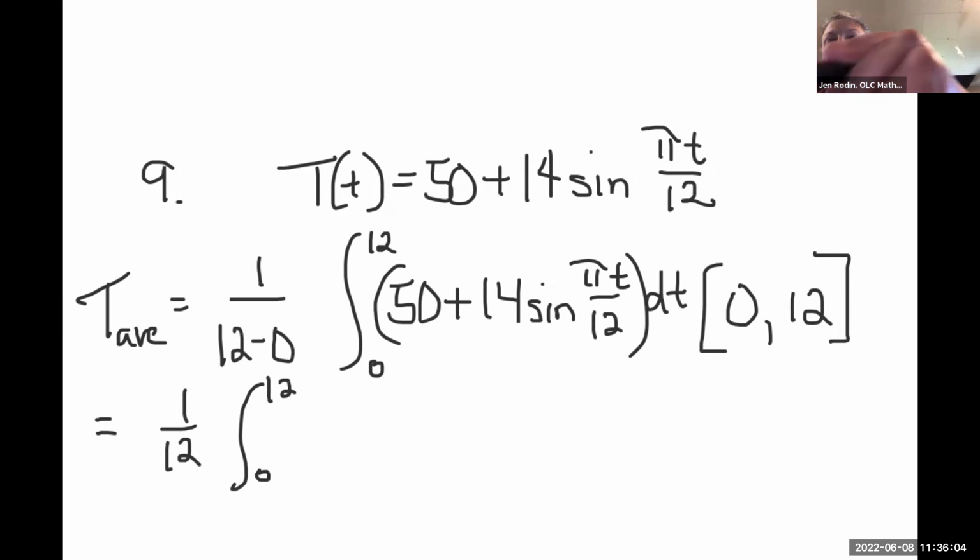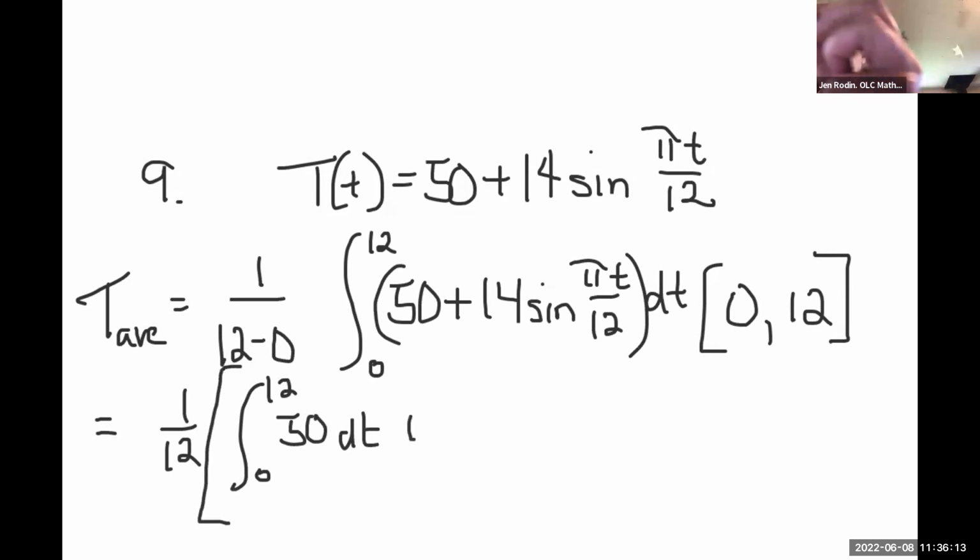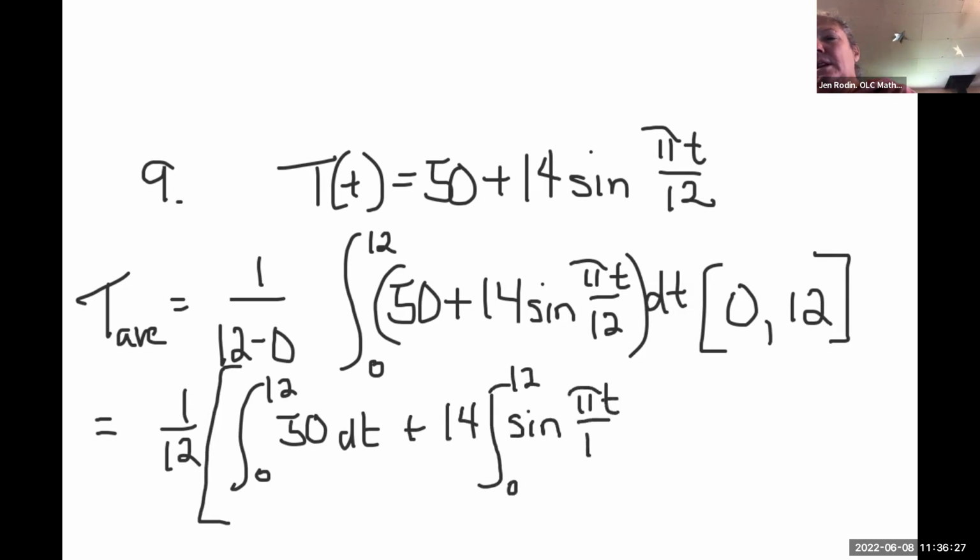This kind we'd break up like this because the 50 is easy to integrate. But the other one is going to need a u substitution. So I'll keep going and set that up and then stop there and pick up with that tomorrow before we do the test.